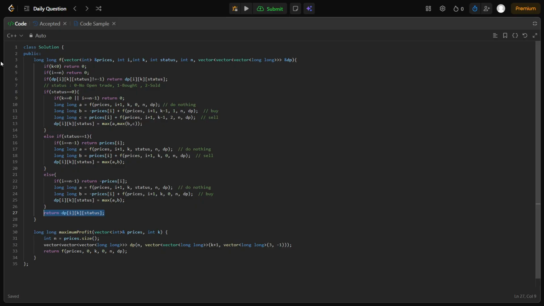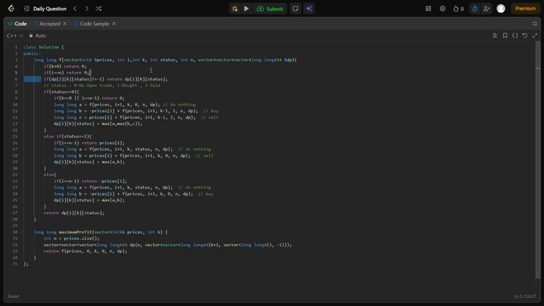And the base cases would be: if we have no transaction remaining, if the transaction count goes below zero, then of course we cannot make any profit, so we will return zero. And we are iterating over i, which means the indices of the prices array. So if i goes beyond n minus 1, of course we cannot make any profit.